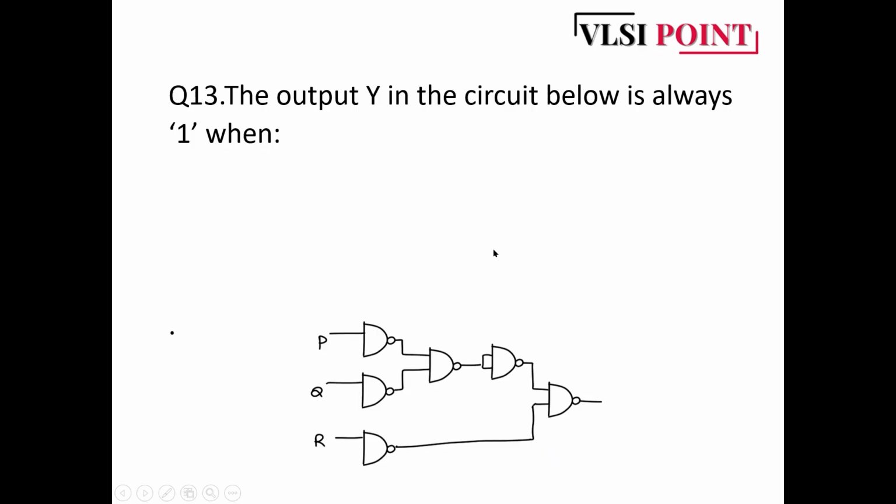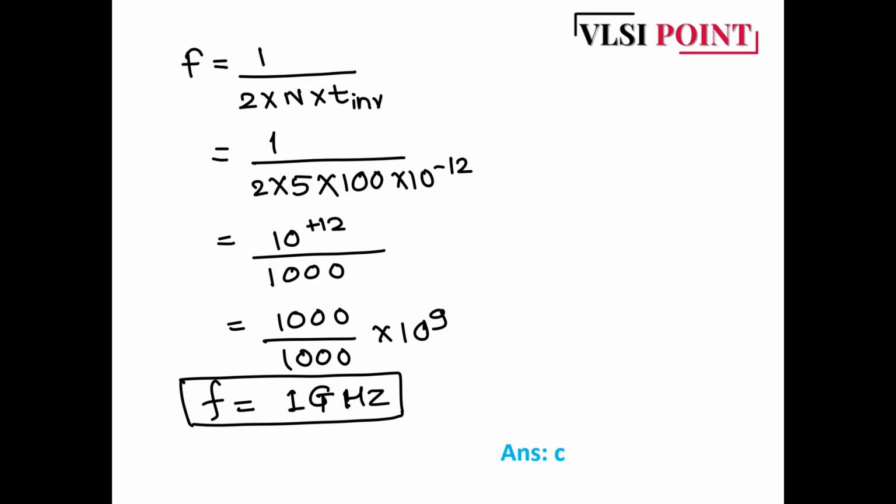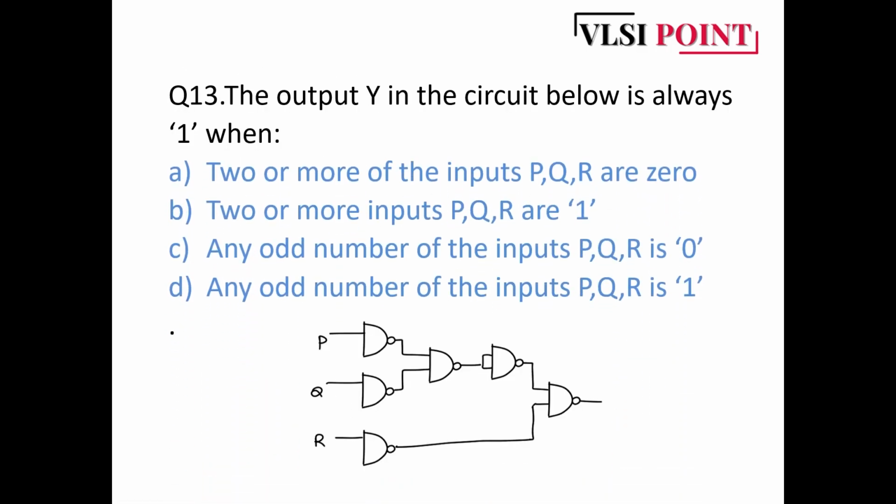Okay, moving to our question number 13. The output Y in the circuit below is always 1 when. So this is the circuit. The output Y is at the end of this particular NAND gate. We have a couple of options over here. What the question is telling is that the output Y in the circuit is always 1. So we want this to be 1. So what are the possibilities of P, Q and R?